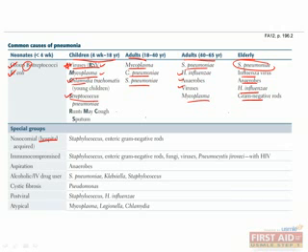Hospital-acquired pneumonia is often due to Staphylococcus and enteric gram-negative rods. Pneumonia in immunocompromised individuals can be caused by staph, enteric gram-negative rods, and also fungi, viruses, and Pneumocystis jirovecii in HIV patients. Pneumonia caused by aspiration is often due to anaerobes such as Klebsiella, S.